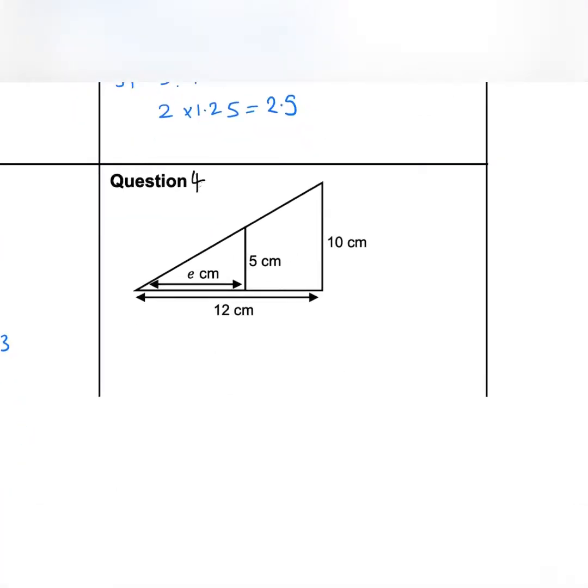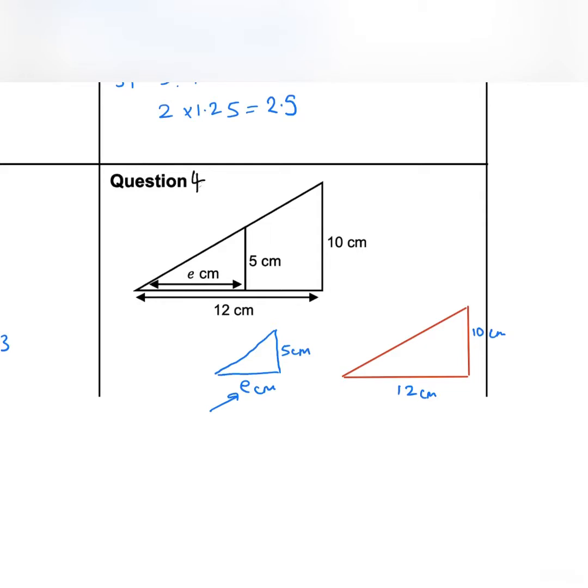Okay, question number 4. The best way to do this is draw out your two shapes. So we got one shape, the length is E centimeters. That's what we're trying to find out. And this side here is 5 centimeters. And then we have our big triangle, let's quickly just sketch this out. And we have 10 and we have 12 centimeters.